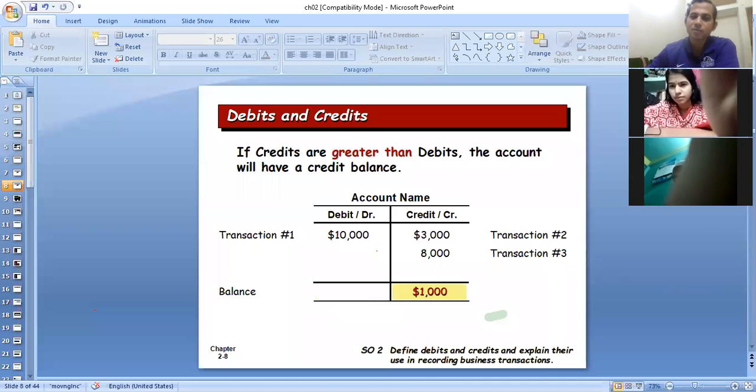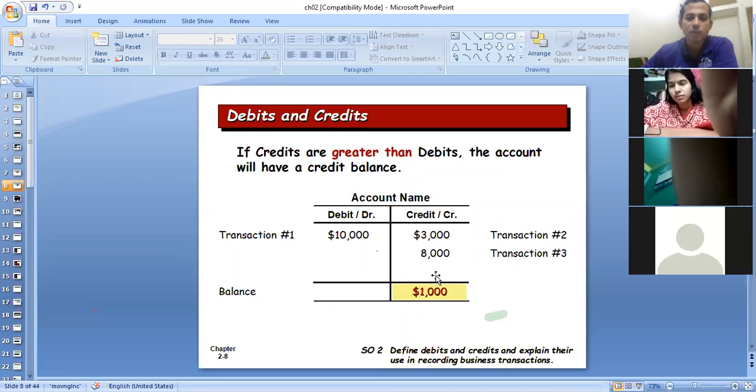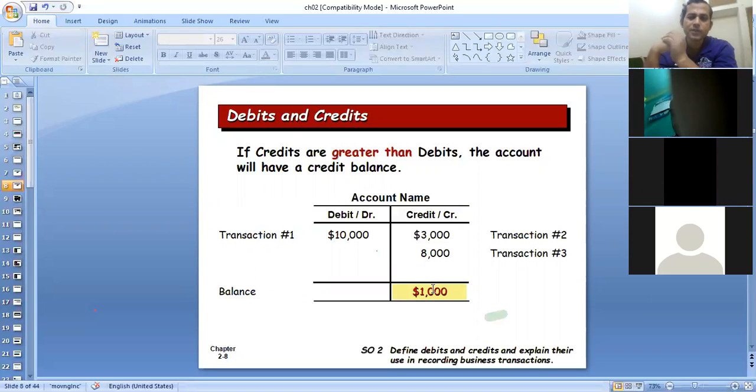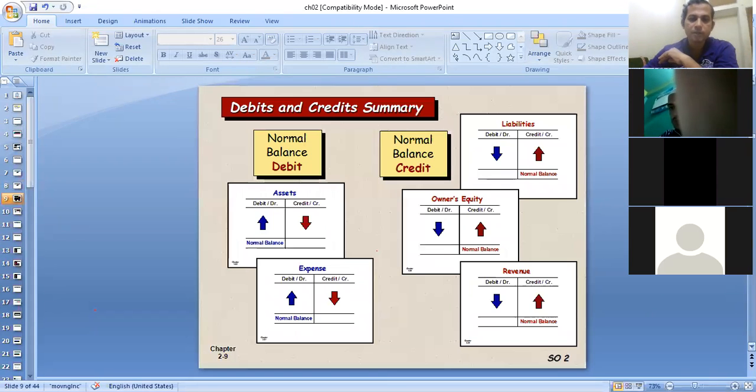What is a credit balance? It's just the opposite of the debit balance. If your credit item is greater than the debit item, then we call it a credit balance. Here you have three transactions, and out of three transactions, you have a balance of 1,000. This 1,000 is greater than the debit balance. Very simple. In a word, if your credit amount, the money, is greater than the debit amount, this is called a credit balance.